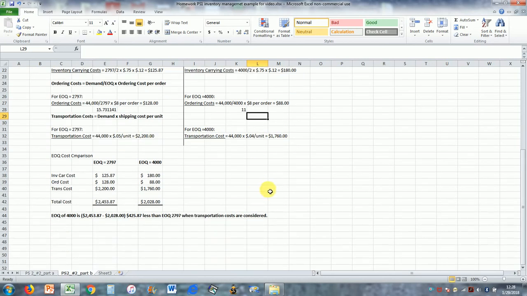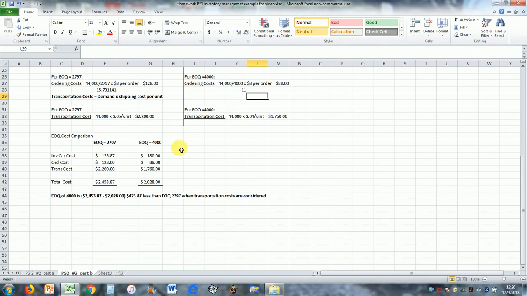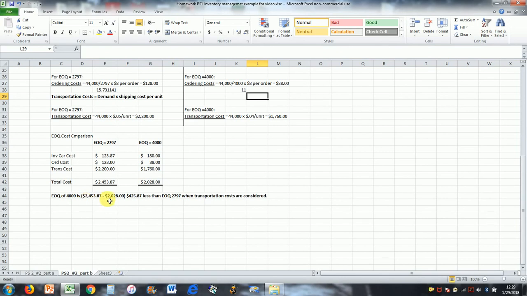All right, I've put this table together to compare the EOQs, and EOQ at 2797 has these costs: inventory carrying cost, ordering cost, transportation cost, for a total cost of $2,453.87. For the EOQ of 4,000, you have your inventory, ordering cost, and transportation cost for a total of $2,028. So right there you can see, when I've highlighted here, the EOQ of 4,000 is, once you do the subtraction, $425.87 less than the EOQ of 2797 when transportation costs are considered. Okay?